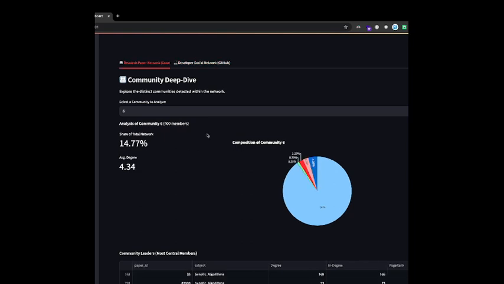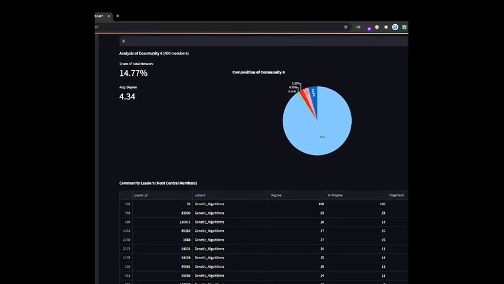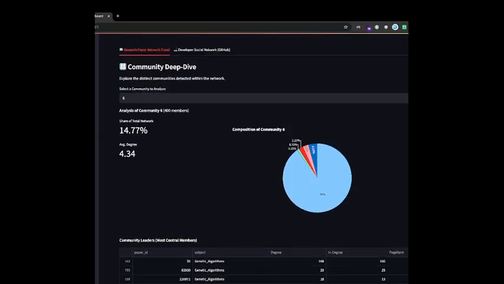For research papers, we have a total share of the network of 15% and a composition. So you can see genetic algorithms, neural networks, reinforcement learning, case-based theory, and probabilistic methods. So here is the list. Now let's go to K-core decomposition.